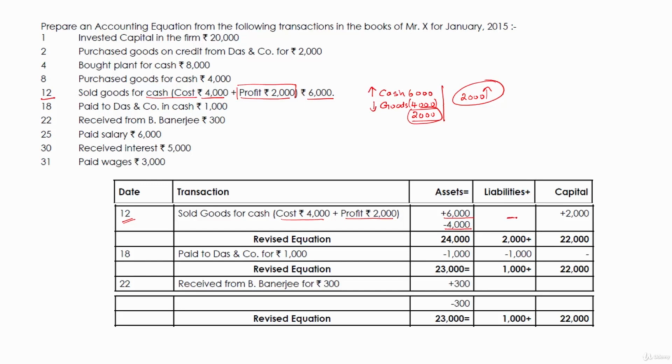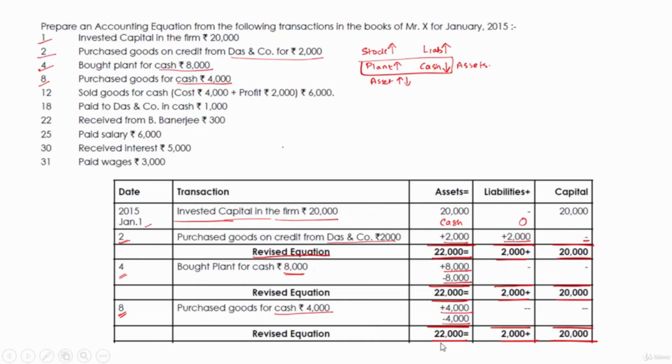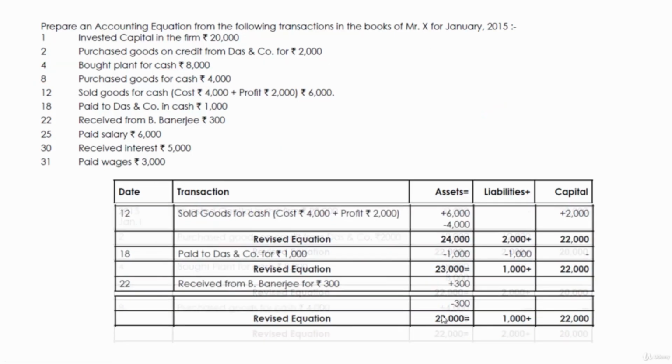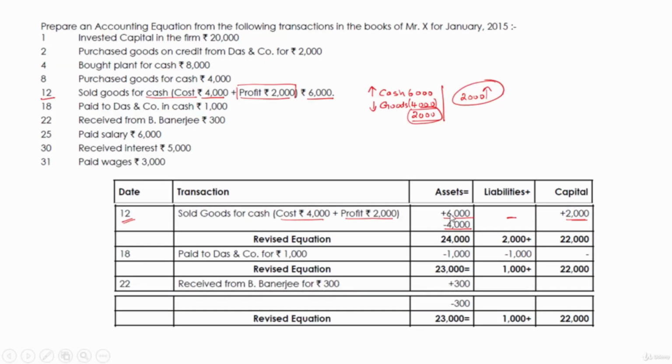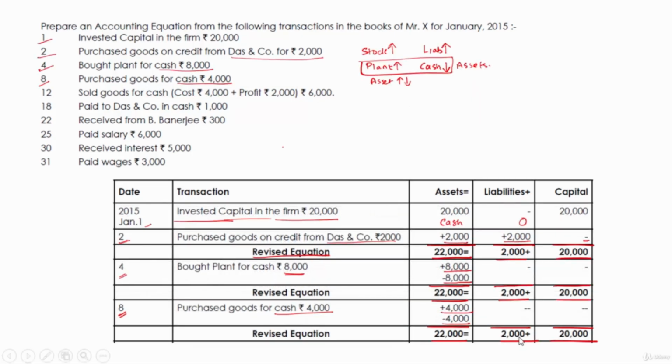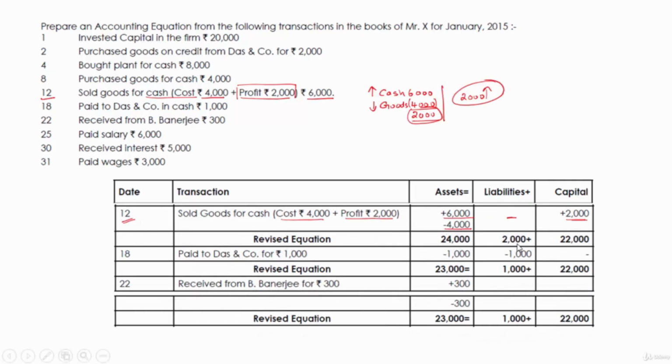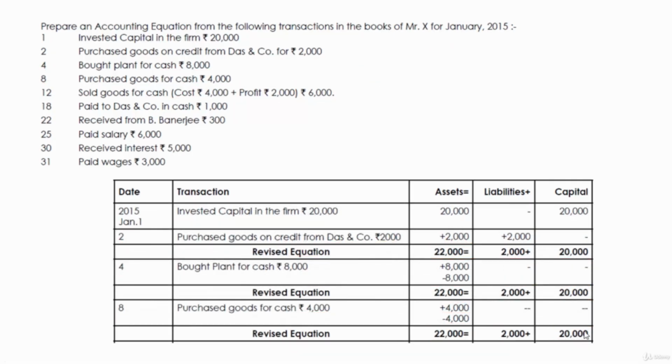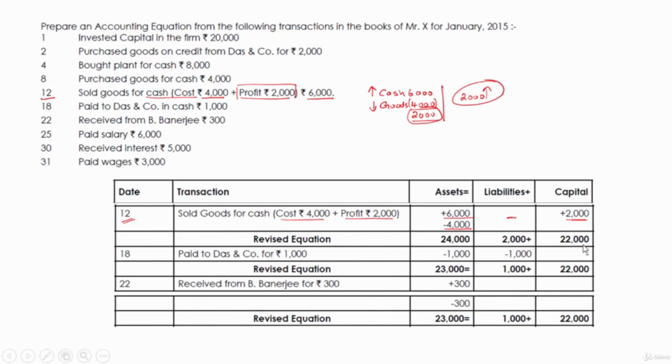Okay, on the liability side there is no effect, but capital, the profit, will increase by 2,000. Already we know the asset position is 22,000. With that 22, if you add this plus 6 minus 4, that is basically 2,000, the net effect or revised equation is 24,000. And liabilities, already we had 2,000, that will continue at 2,000, whereas capital we had 20,000, now we are adding 2,000, so it will become 22,000. Okay, right, so this is done.